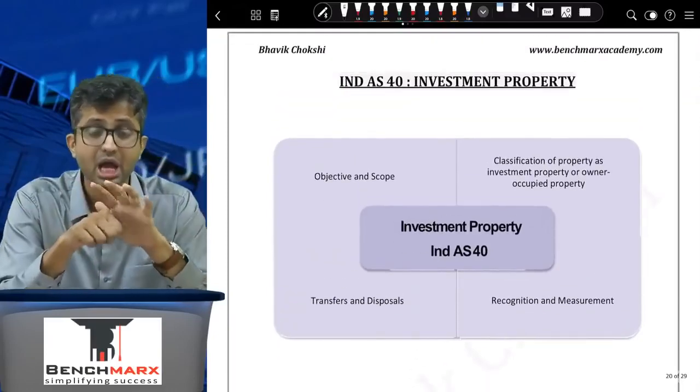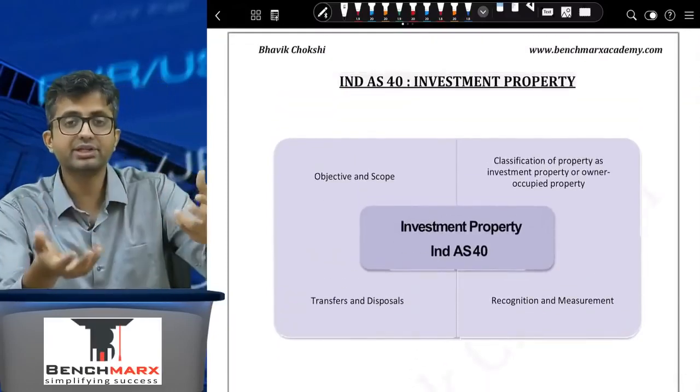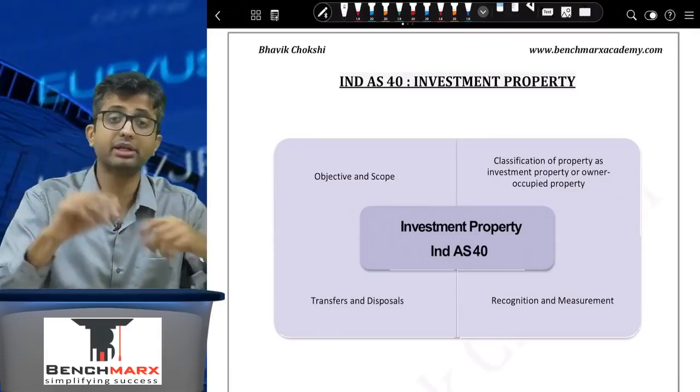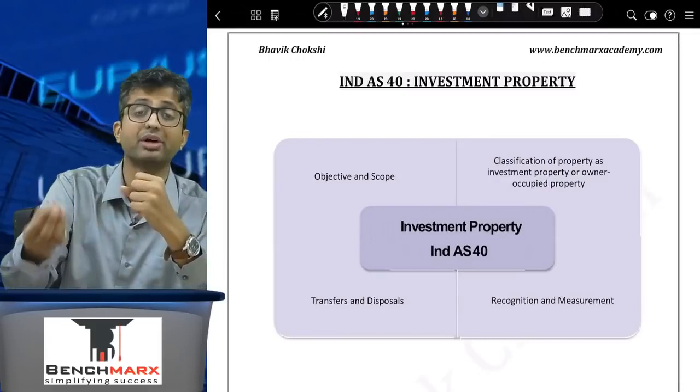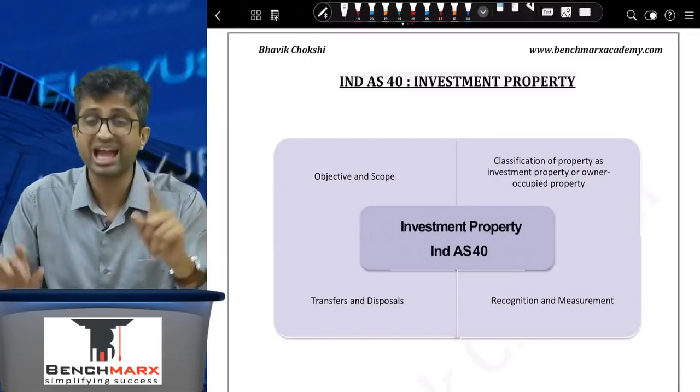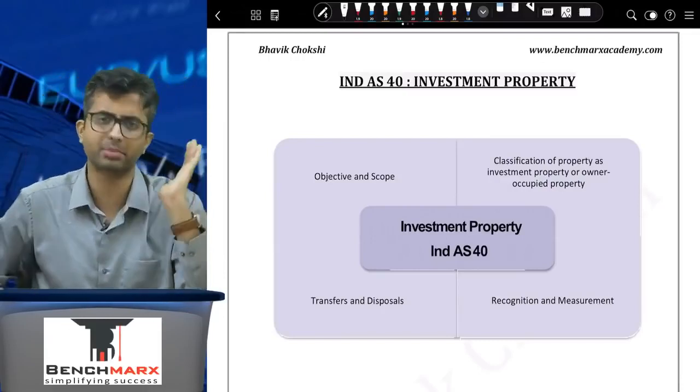Investment property is land, building or both, which is either acquired by the entity, owned by the entity or held as a right of use asset, and which is held primarily with the objective of earning rental income, capital appreciation or both, and not held for own use, not held for the purpose of sale.